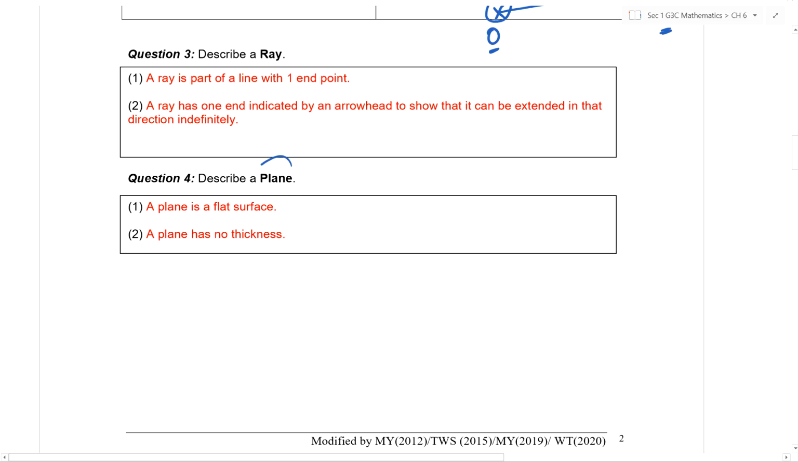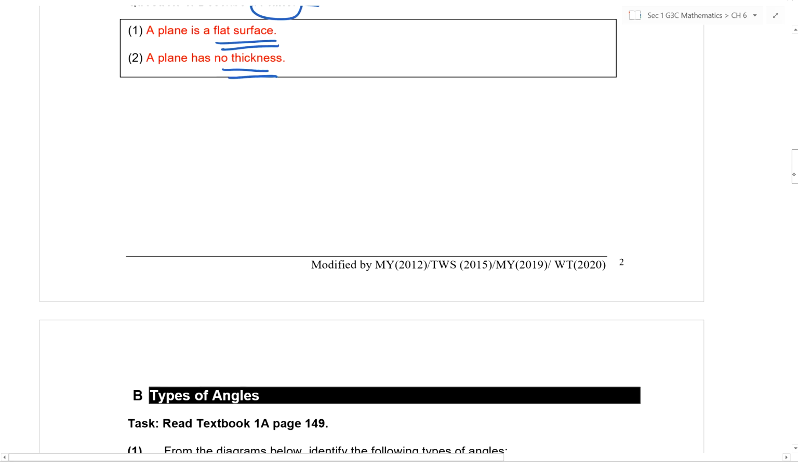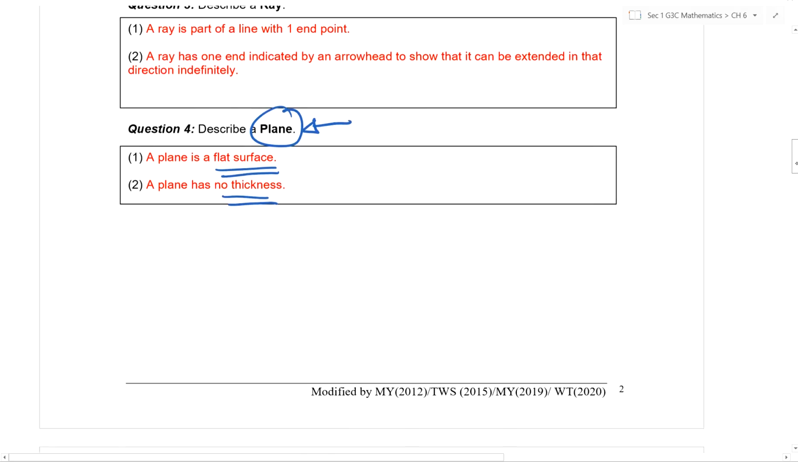Finally, a plane is a flat surface. A plane has no thickness. You can think of a plane as a very thin piece of paper. Okay, but a piece of paper has thickness. It is very small. Now this plane over here has no thickness. It is infinitely thin, and it is two-dimensional.